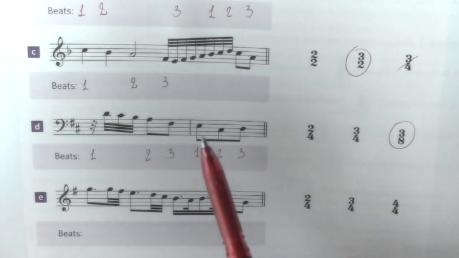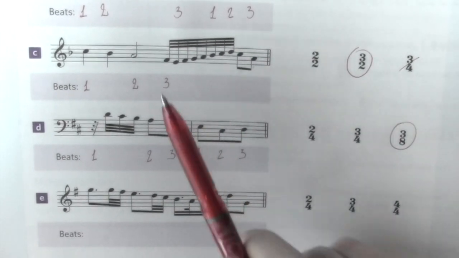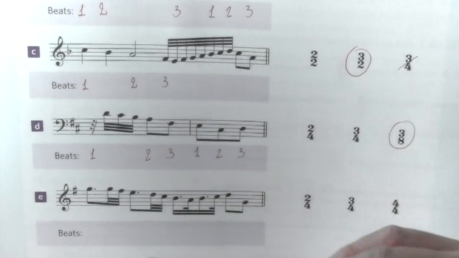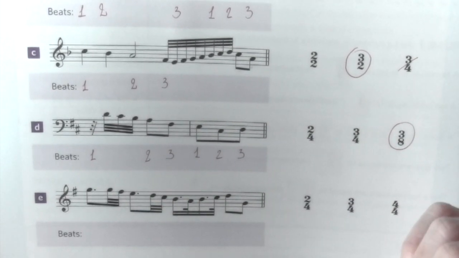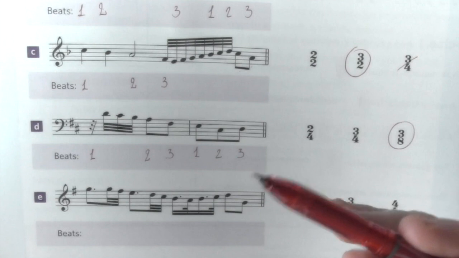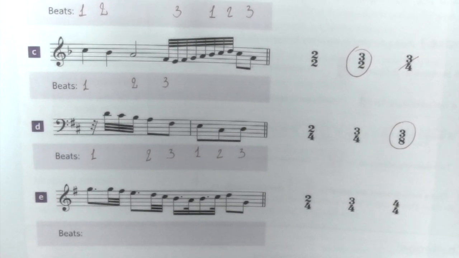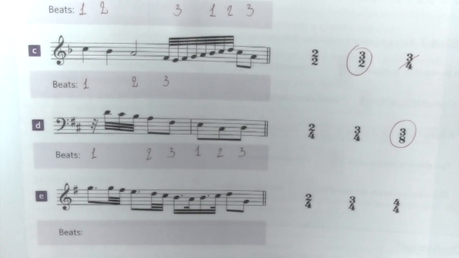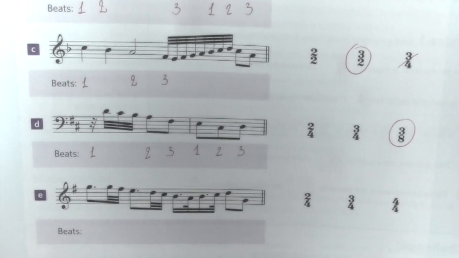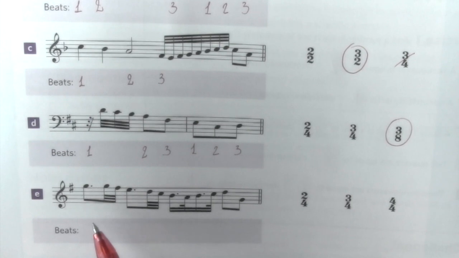Don't be put off by the fact that we count in quavers or minims. It is the same. Counting in crotchets is the most frequent, the most usual thing, but this doesn't mean that the other options are not available. They are, so it could be. Let's go on to our last example.